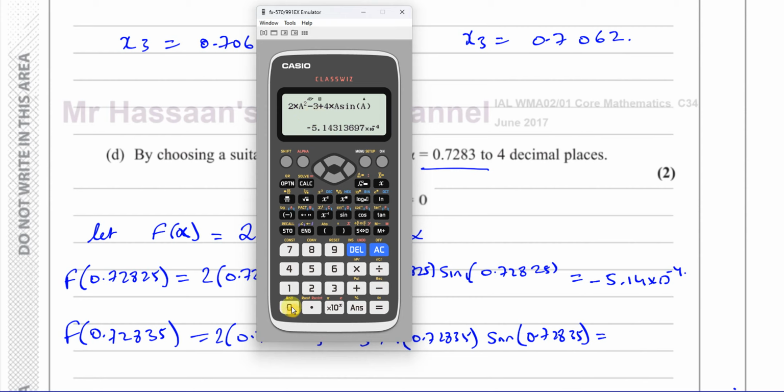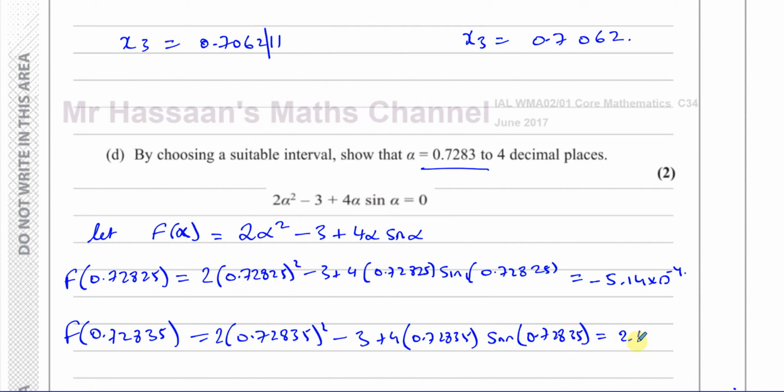Okay, but just for the sake of it, what I'm going to do now is put 0.72835 and store that as A again. Why? Because now that's my A. So if I go back to this, it's going to take hopefully my new A value and put it in there, and it does, and it gives you something positive. So now that's 2.6066 times 10 to the power minus 4. So 2.61 to 3SF, 2.61 times 10 to the power negative 4.